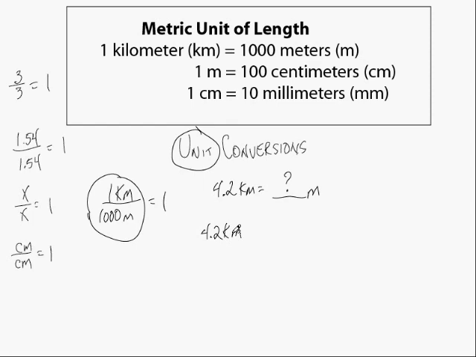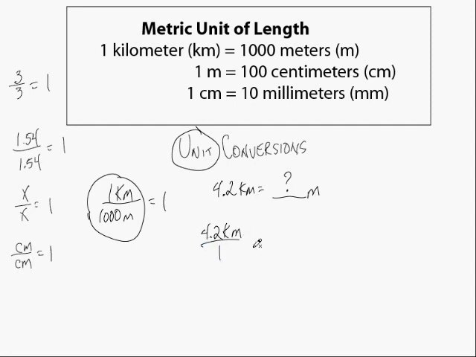Make sure that when you're doing these things, you're understanding that your answers make sense. If your answer was like 0.004 meters, would that make any sense? That's a small number. That's a little bit of a meter. There's no way that's going to equal 4.2 kilometers, is it? Make sure you look at your answers and make sure they make sense to you, okay? You with me?